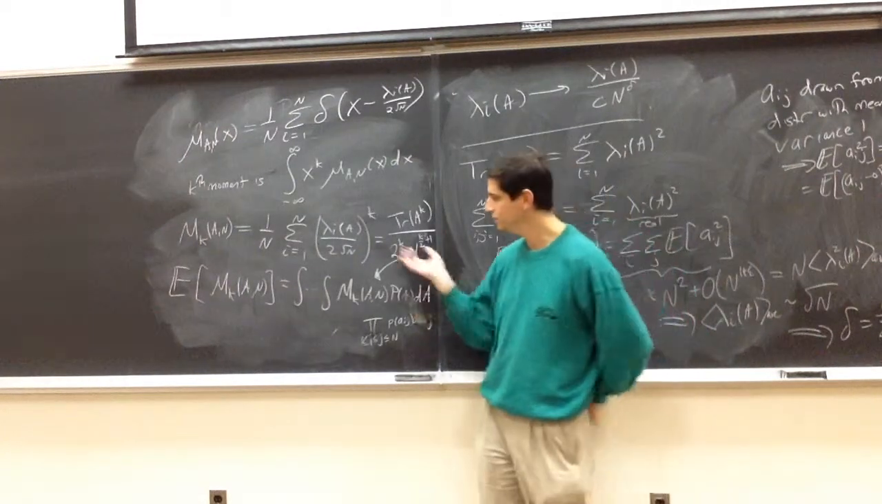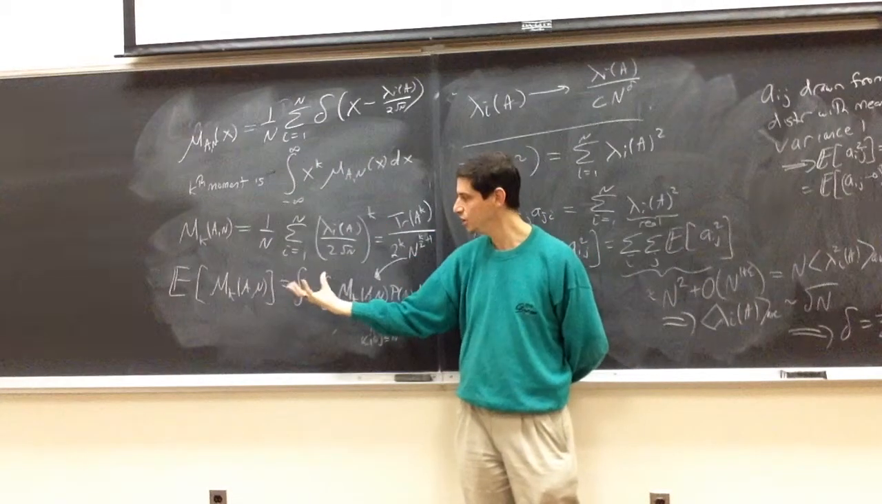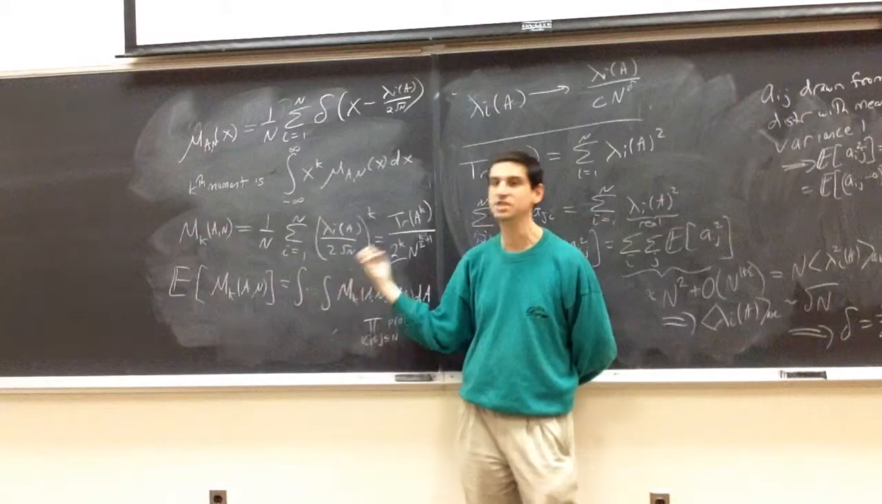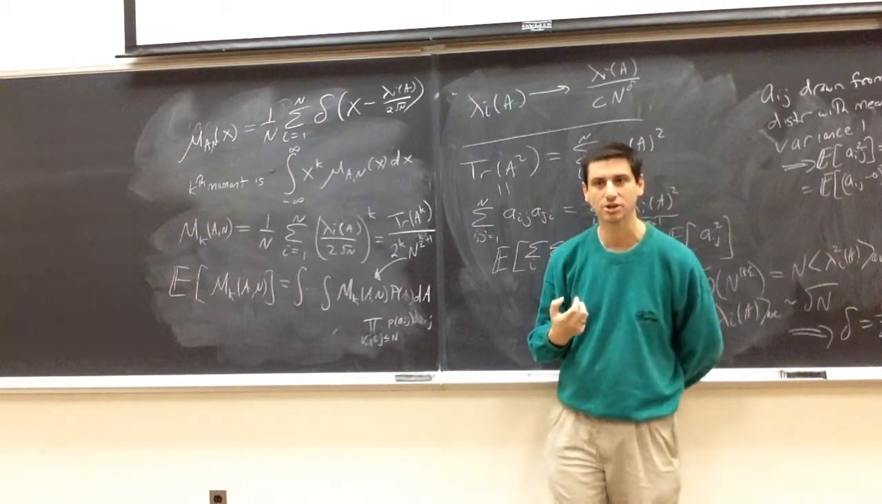What you want to do, if you really want to see that most matrices have measures that are close to the semicircle, is control how close things are typically to the average moments. And that's where you use some advanced probability machinery that I'm not going to go into.